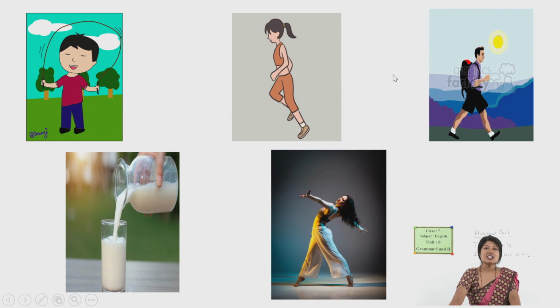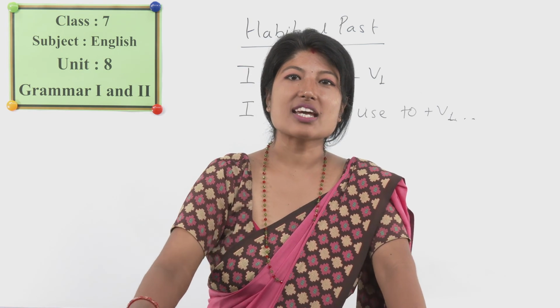What do you say? So in this way, the third picture is about milk. I have already shared with you this one. I used to drink milk in my childhood. And the final one is dance. So form sentences related to all these pictures. This is your homework. With this, we have come to the end of today's class.